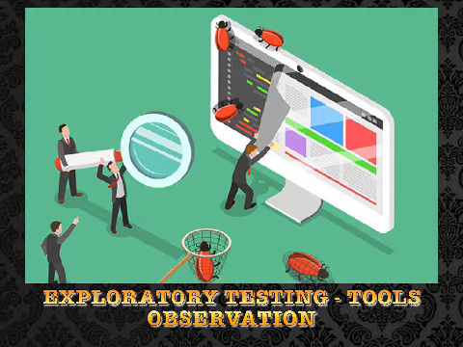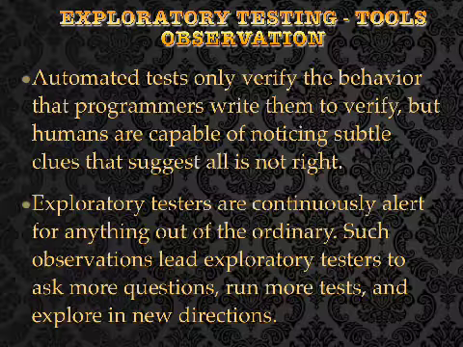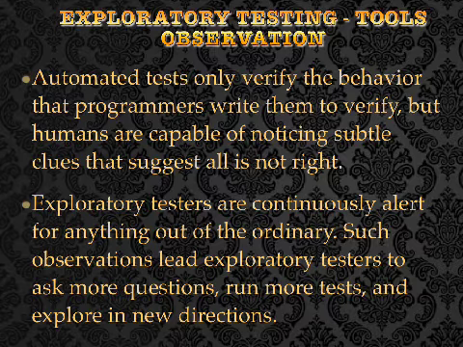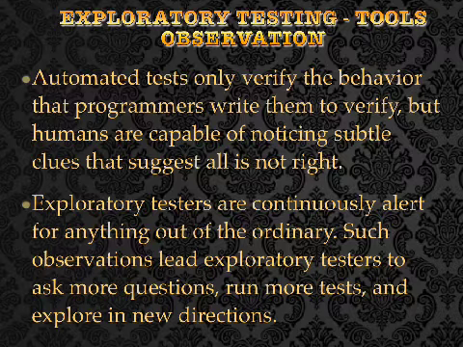Automated tests only verify the behavior that the programmers write them to verify. But humans are capable of noticing subtle clues that suggest all is not right in the software. So exploratory testers are continuously alert for anything out of the ordinary. Such observations lead exploratory testers to ask more questions, run more tests, and explore in new directions, by which you can infer a lot of things from your software.